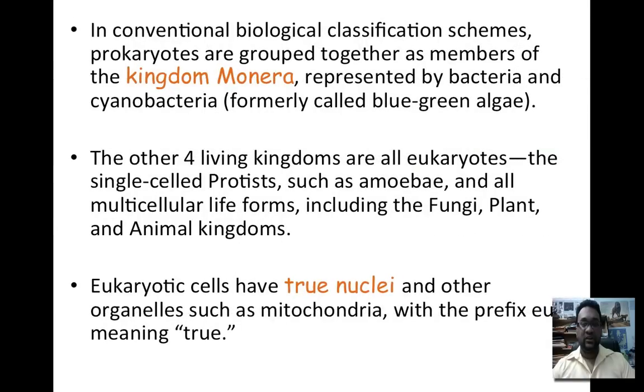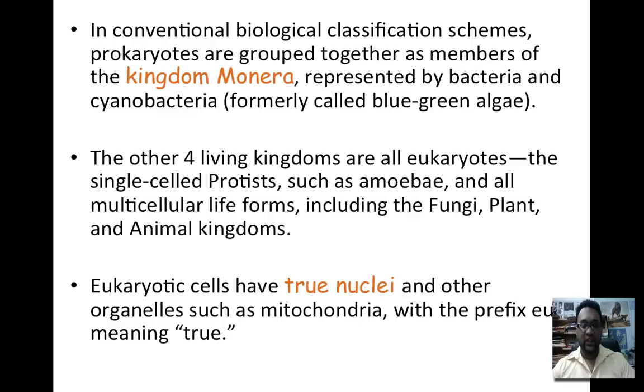So in conventional biological classification schemes, prokaryotes are grouped together as members of the kingdom Monera, represented by bacteria and cyanobacteria. The other 4 living kingdoms are all eukaryotes, the single-cell protists such as amoeba, and all multicellular life forms, including the fungi, plant, and animal kingdoms. So remember I was saying that not all single-cell organisms are prokaryotes because, for example, amoeba, which is single-cell, is a eukaryote.